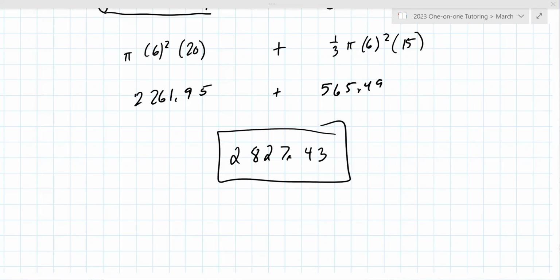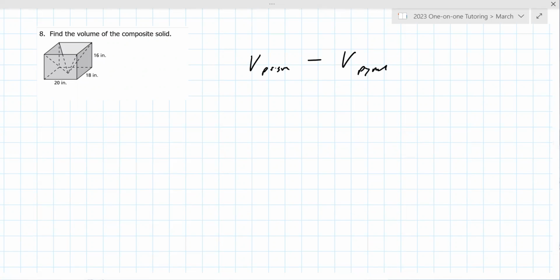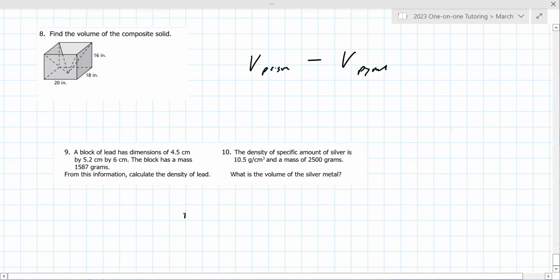Totally good there. Okay. All right, so we're really out of time here today. I'll just quickly tell you what to do on 8, or we can pick up tomorrow on that as well. For the volume of the solid here, you have to take the volume of the prism and subtract the volume of the pyramid. And then for 9 and 10 here, you will want to use a density calculation: density is mass divided by volume.